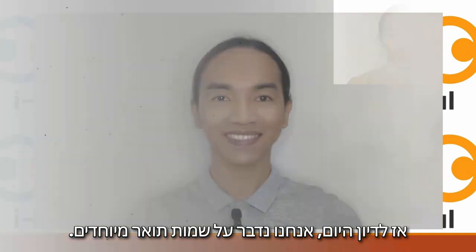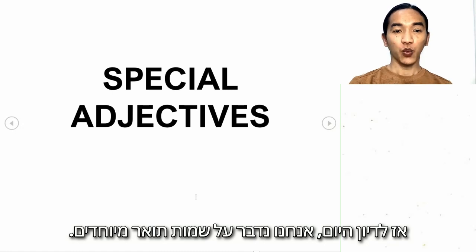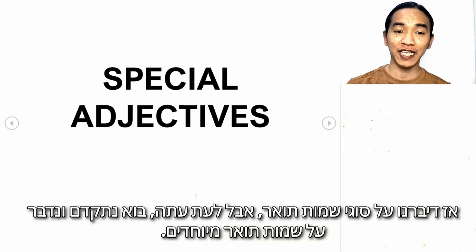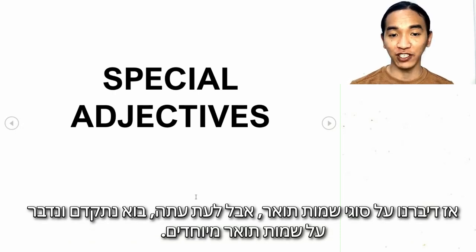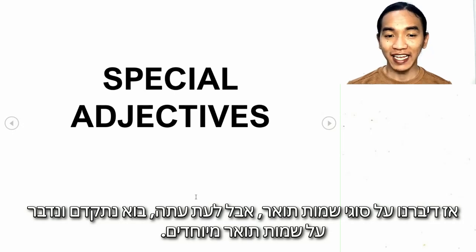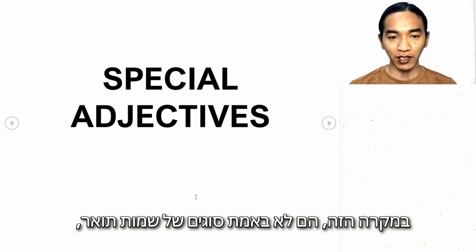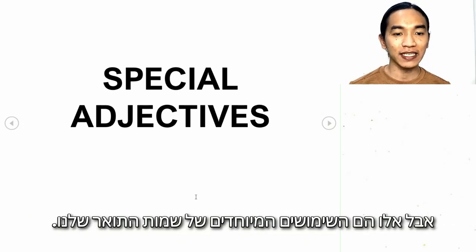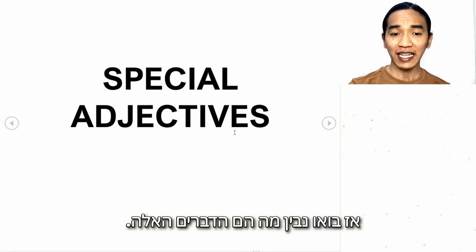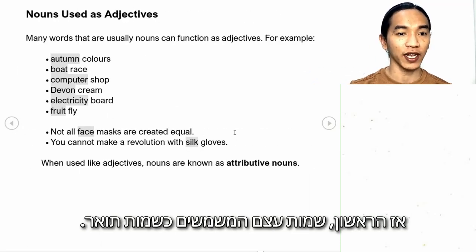Let's go. So, for today's discussion, we will be having special adjectives. So, we have been talking about the different types of adjectives, but for now, let's go ahead and talk about special adjectives. In this case, they are not really types of adjectives, but these are the special usages of our adjectives. Okay, so let's figure out what are these things. So, the first one, nouns used as adjectives.